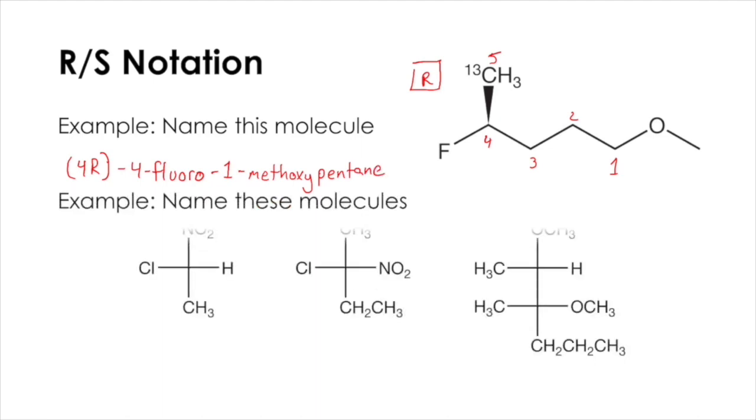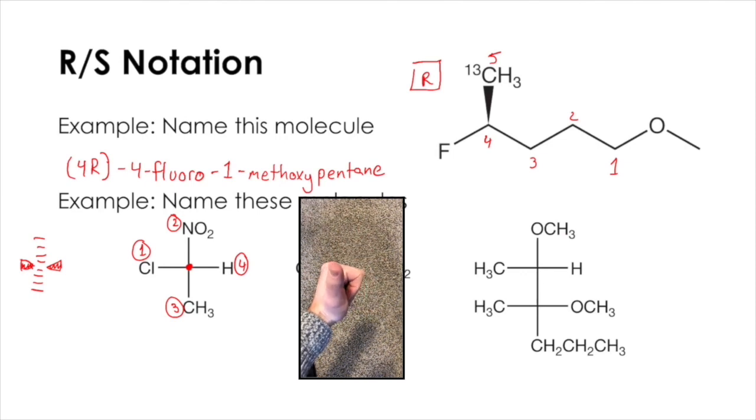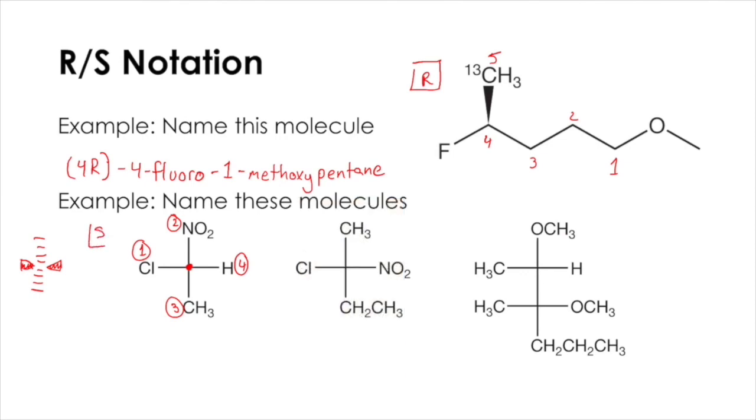There you go. Let's look at some more examples, and these are Fisher projections. So remember, a Fisher projection always has vertical bonds going into the board, horizontal bonds coming out, like that. So now let's look at this molecule. On this chiral center, we have 1 for chlorine, nitrogen is 2, carbon is 3, hydrogen is 4. Because hydrogen is on a horizontal bond, our thumb points toward us and our fingers sweep clockwise, and so therefore it is left hand, S.